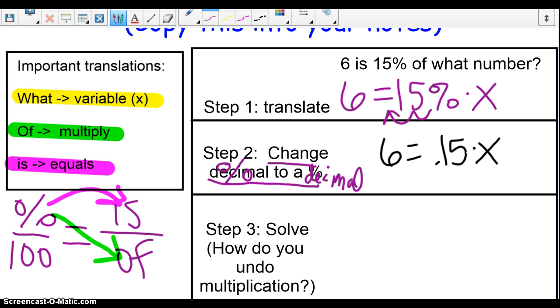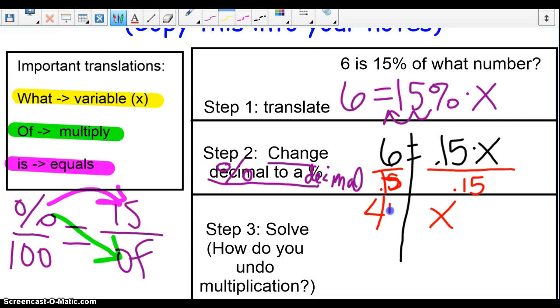Now, step 3, I've got to solve. So how do you undo this? Right here is a multiplication problem. So how do you undo times 0.15? You divide by it. So divide by 0.15. Then you grab your handy dandy calculator. I'm going to give you a moment to do that. You can push pause if you want to, or you can just do it while I'm talking. And you do 6 divided by 0.15, and you get 40. Now, does that make sense?